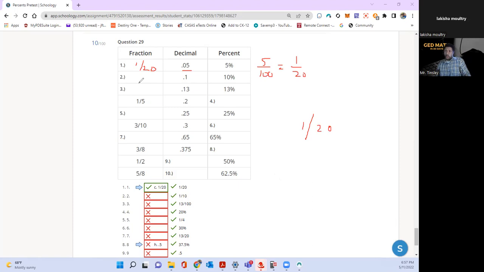So now in this second one, they also want a fraction, 10%. You should know 10% is 1/10. The third one, they want to know the fraction.